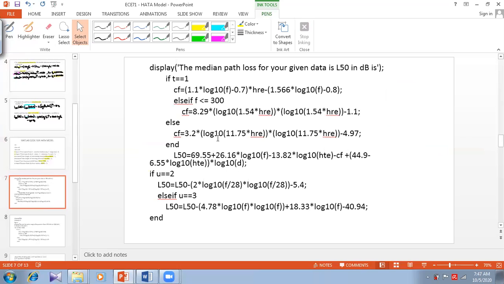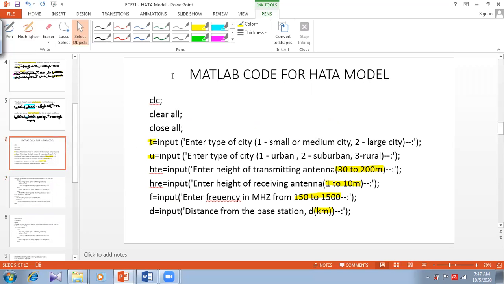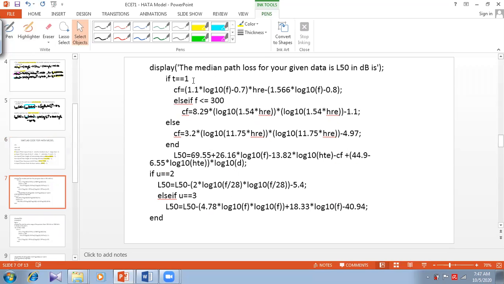Now let us go to the code. So if t is equal to 1, so that is a city, correct? That is the input we took from the user. Initially when we took the input, t is the value which we are asking the user to give: what type of city is it? Is it a small or medium, or a large city? If the input is equal to 1, it indicates a small city.